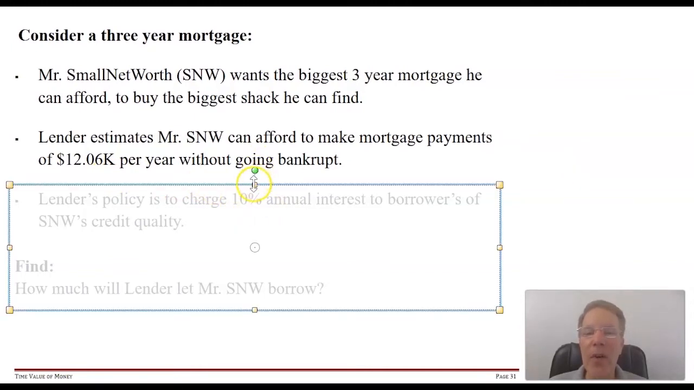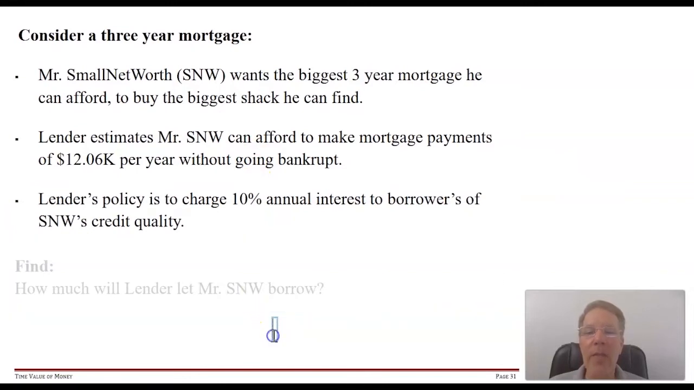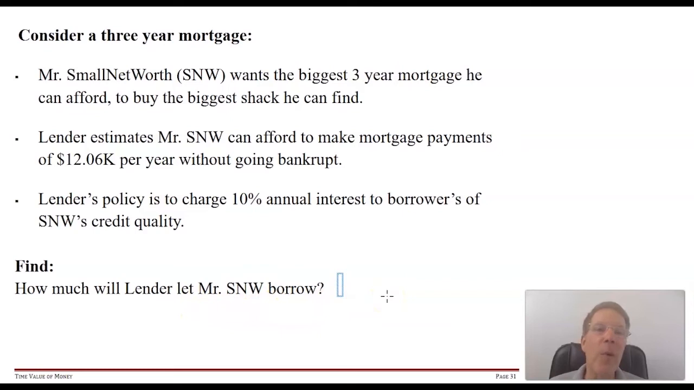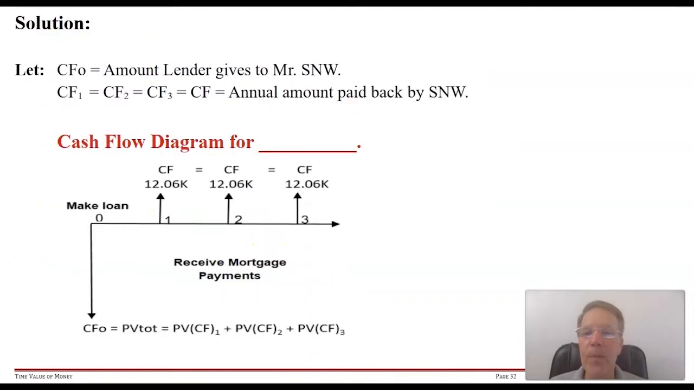They also have a policy that for borrowers like Mr. Small Net Worth, they charge 10% interest. So with that in their pocket, the next thing they need to know, so they can tell Mr. Small Net Worth, is how much they will let him borrow. They want to let him borrow as much as possible. They think he's a good credit risk without having to pay back more than $12,060 a year, which might put him into bankruptcy.